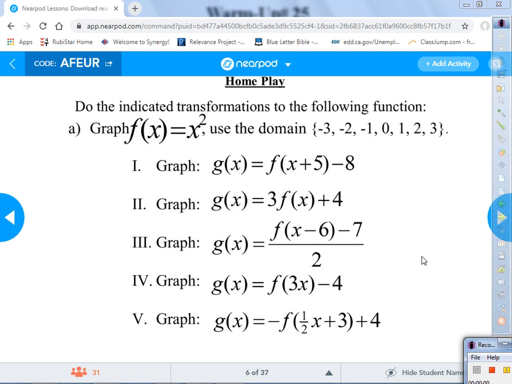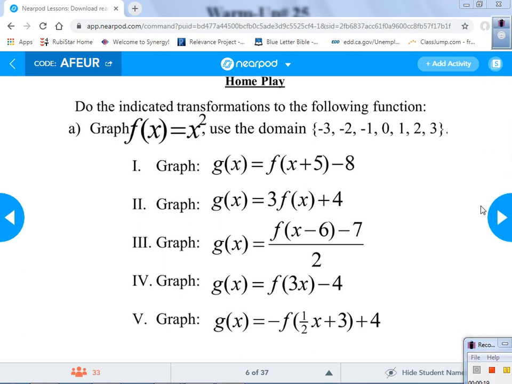So your home plate tonight is only one function, f of x equals x squared, and the domain starting from -3, -2, -1, 0, 1, 2, 3, and there's 1, 2, 3, 4, 5 transformations only. Okay, copy that, please.